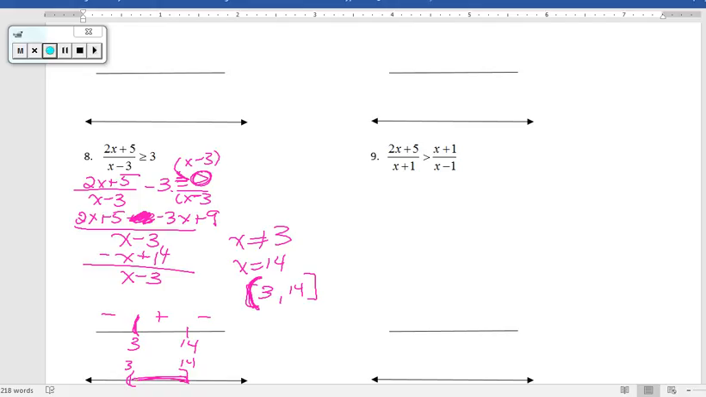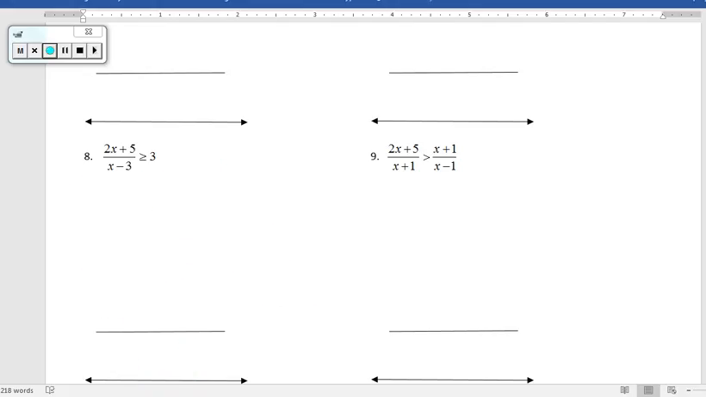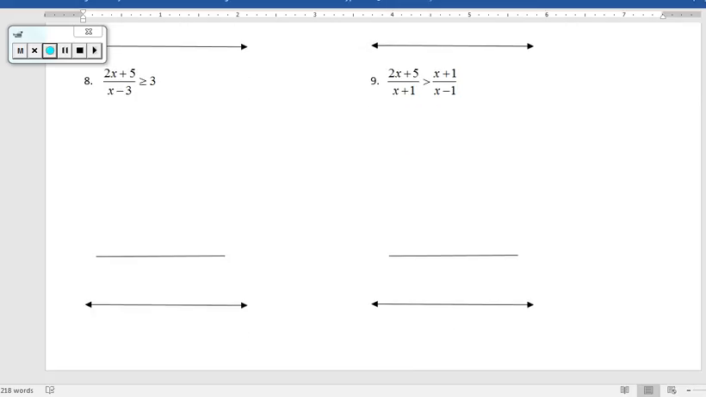All right, I'm just going to scoot this up a little bit so we can see the number line a little bit better for the next one. All right, so again, first thing we've got to do is get this equal to 0. So we're going to subtract everything from the right over to the left.